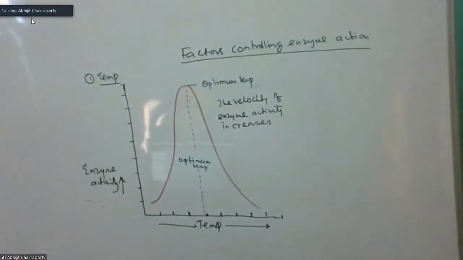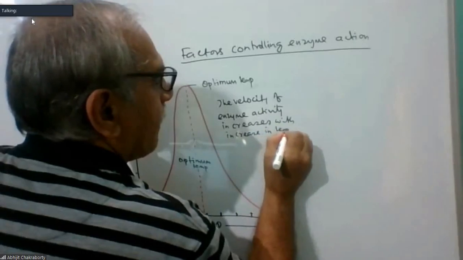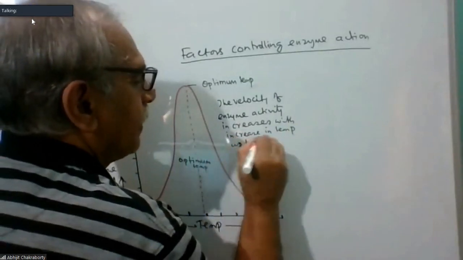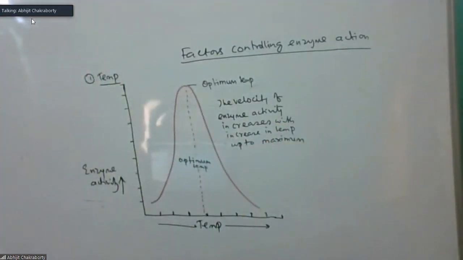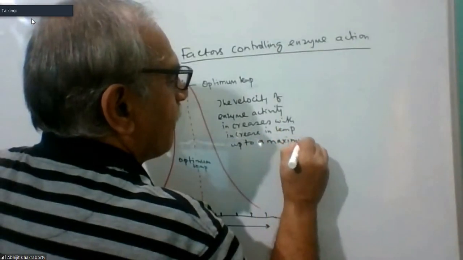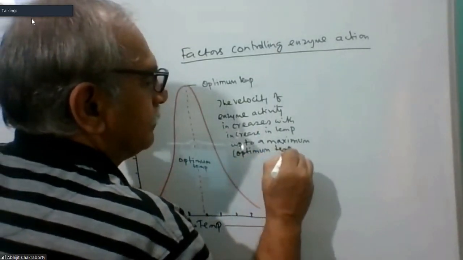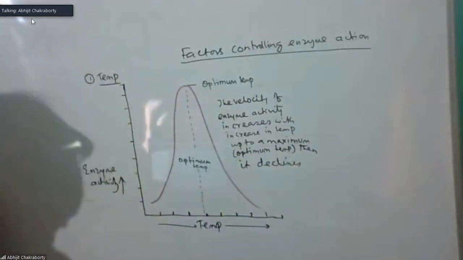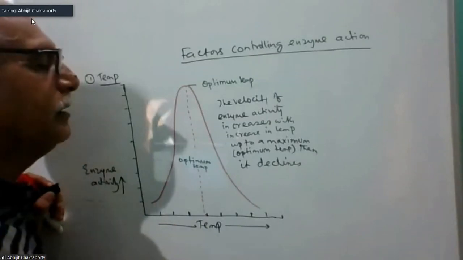The velocity of enzyme activity increases with increasing temperature up to a maximum, that is the optimal temperature, and then it declines.